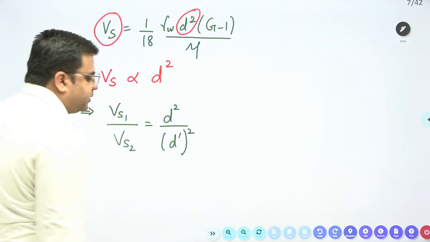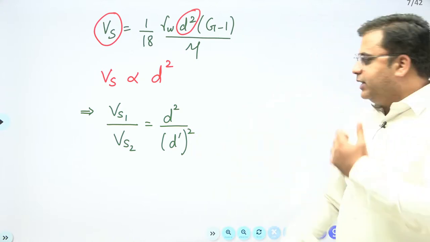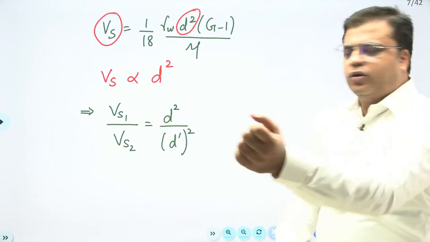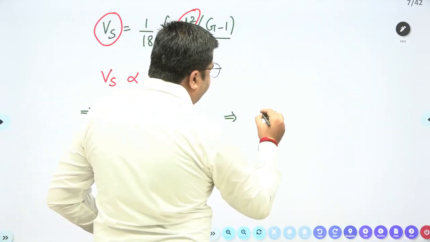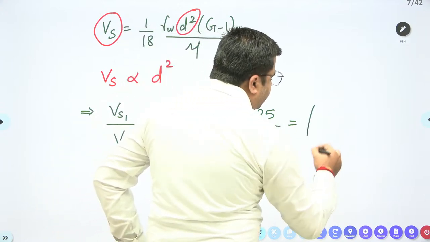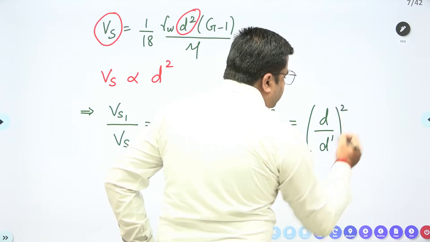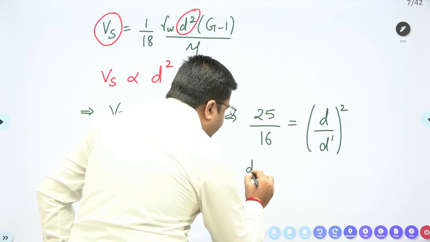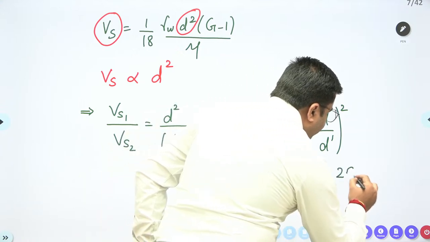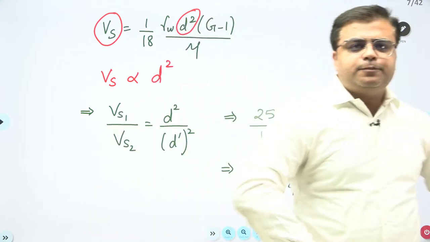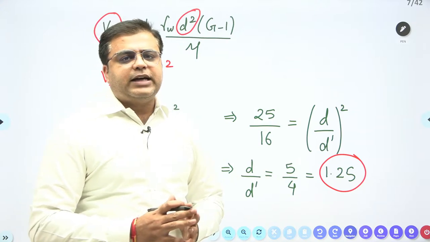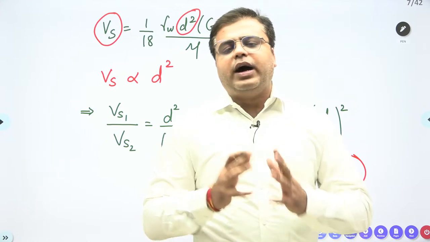Yes or no, my dear students? Are you getting this? Just substitute the values of Vs1 and Vs2 and get me the ratio of D and D dash. So Vs1 is 25 meter cube per meter square per day, and Vs2 is 16 meter cube per meter square per day, equal to D by D dash the whole square. Just take the root and get the answer. D by D dash will be equal to 5 by 4, and this 5 by 4 is 1.25. So 1.25 is the ratio of two minimum size of particle which are completely removed from the two identical sedimentation basins.